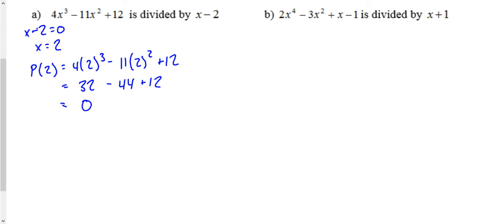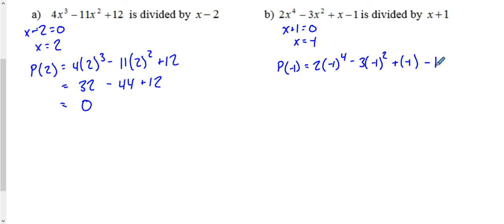So in the second one here, if I took this equation and I'm dividing it by x plus 1, do I have a remainder? Yes or no? Let's find out. So first things first, x plus 1, I need to isolate, so I'm going to go x equals negative 1. Now I'm going to sub in p at negative 1, because p is the polynomial. What do we have? We have 2 times negative 1 to the exponent 4 minus 3 times negative 1 squared, plus negative 1 in brackets, minus 1.